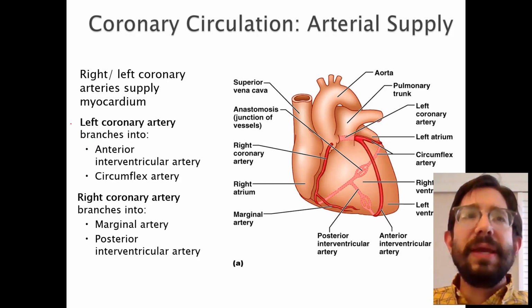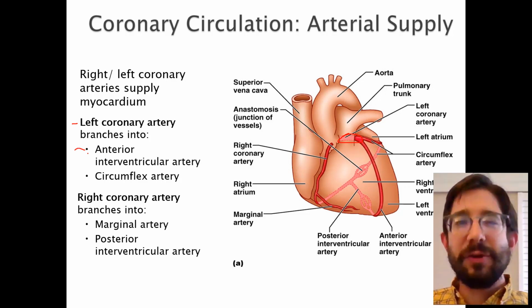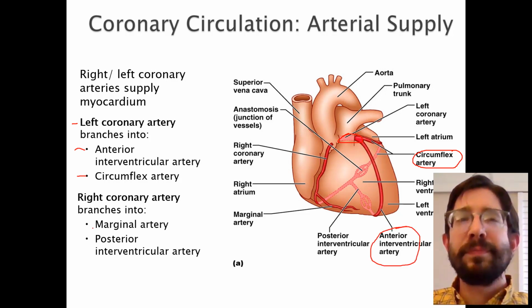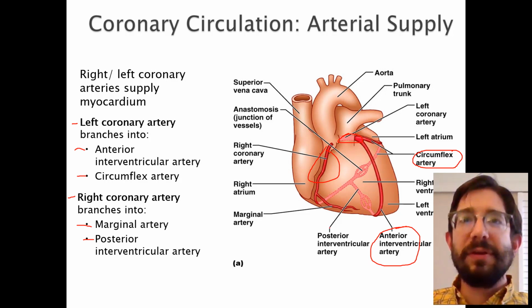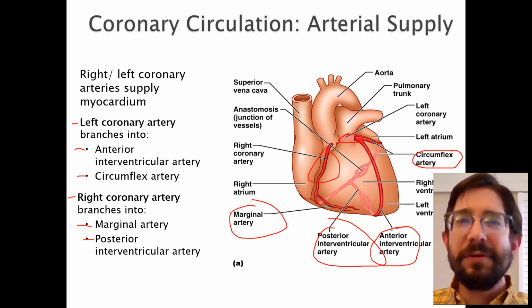Let's see. We have first the left coronary artery. Left coronary artery here. And it's going to branch very quickly. It's a very short little artery that will branch into the anterior interventricular and circumflex arteries. So circumflex here, anterior interventricular artery here. There's also a right coronary artery on this side, which will branch into the marginal artery and posterior interventricular here and here.